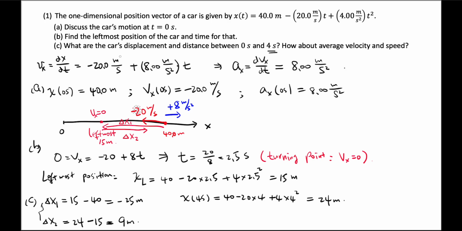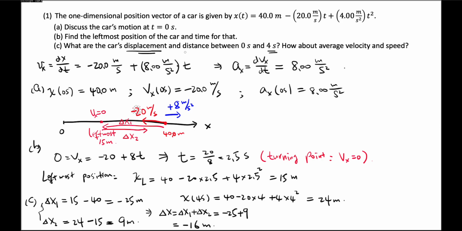Now the question does ask us about the displacement, right? Total displacement. So the total displacement, delta x, is delta x1 plus delta x2 equals negative 25 plus 9, and that gives us negative 16 meters. Okay, so the total displacement is negative 16 meters.